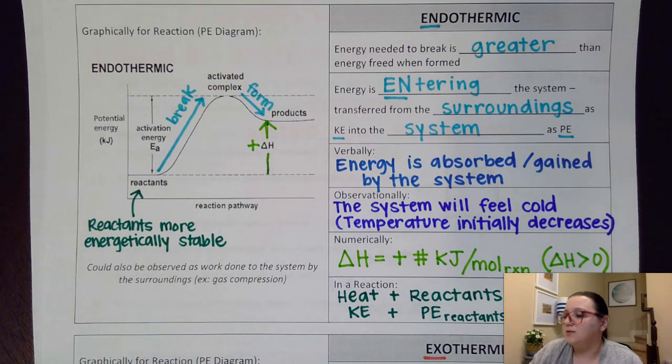Now, I will mention this. I did put initially decrease because eventually over time the system would reach thermal equilibrium, and so we would see that the temperature would eventually level out. However, we would see that dramatic temperature change occur right off the bat as the reaction first got going.